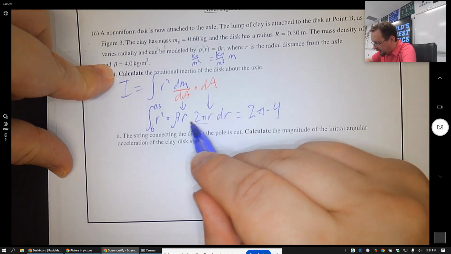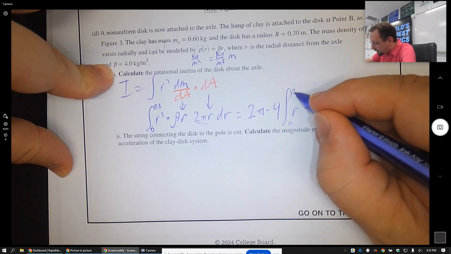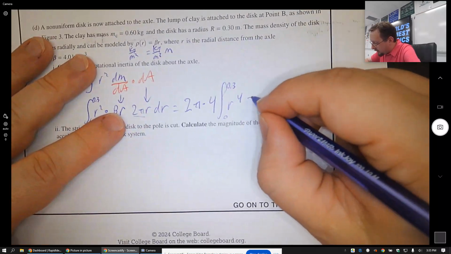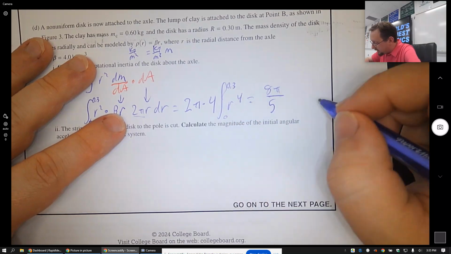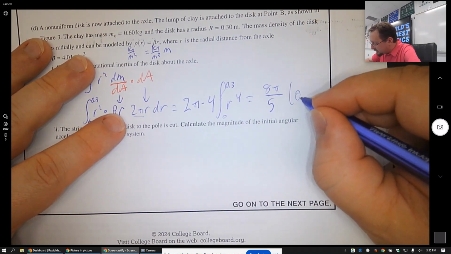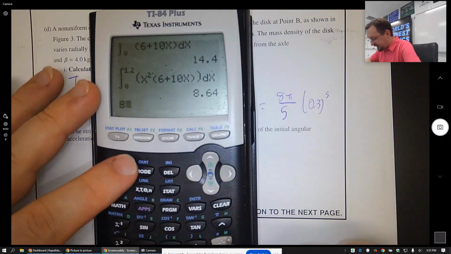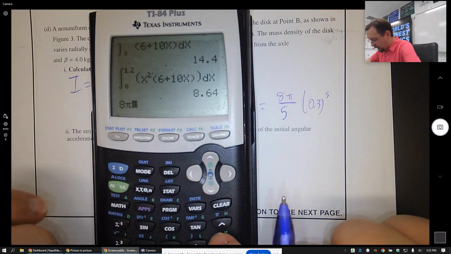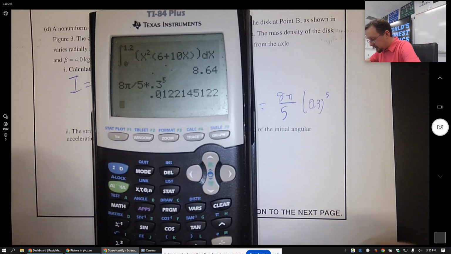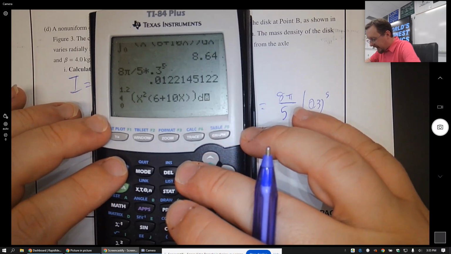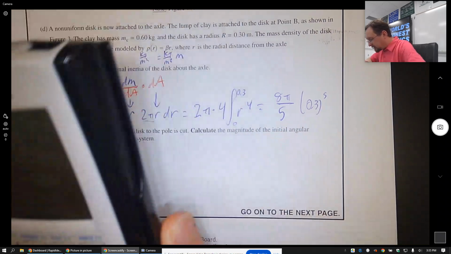So the 2, the pi, and the beta come out, and I get r to the 4th from 0 to 0.3, which is now going to be 8 pi, raise up the power to 5, divide by the new power, 5, and then 0.3 raised to the 5th power. Okay, so what is 8 pi over 5 times 0.3 raised to the 5th? Now let's see what happens if I numerically integrate this.